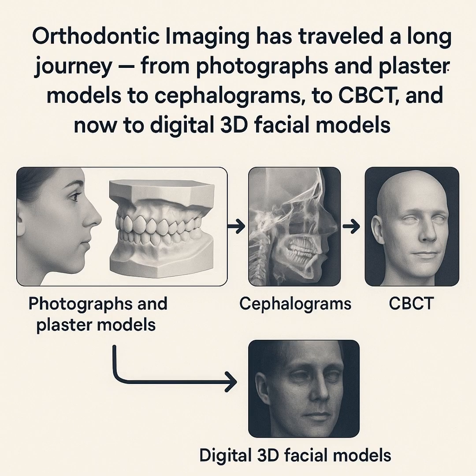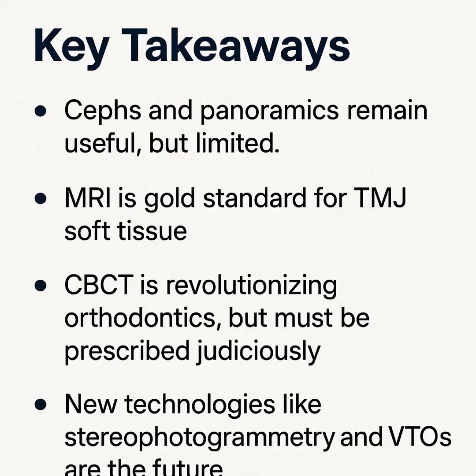Conclusion. To wrap up, orthodontic imaging has traveled a long journey, from photographs and plaster models to cephalograms to CBCT, and now to digital 3D facial models. Key takeaways: cephs and panoramics remain useful but limited. MRI is the gold standard for TMJ soft tissue. CBCT is revolutionizing orthodontics, but must be prescribed judiciously. New technologies like stereophotogrammetry and VTOs are the future.